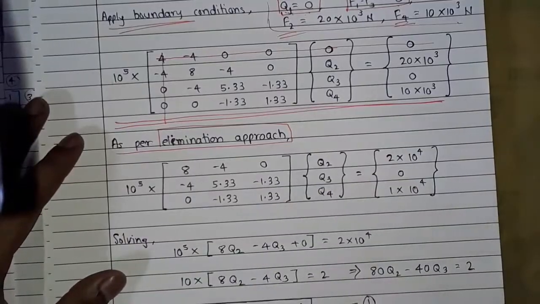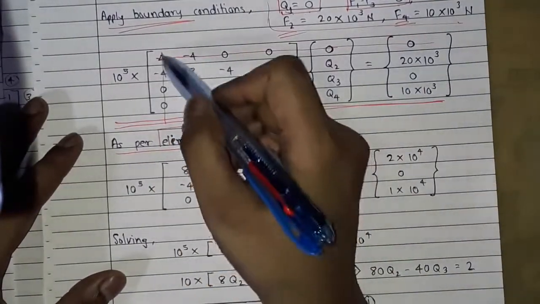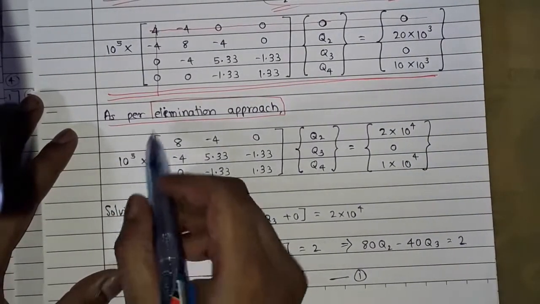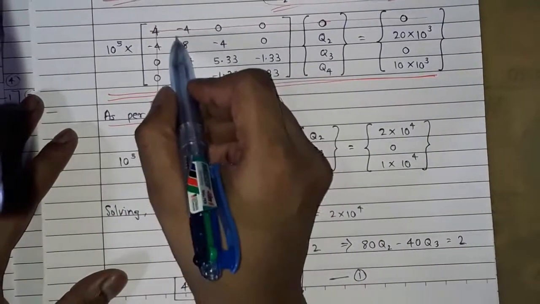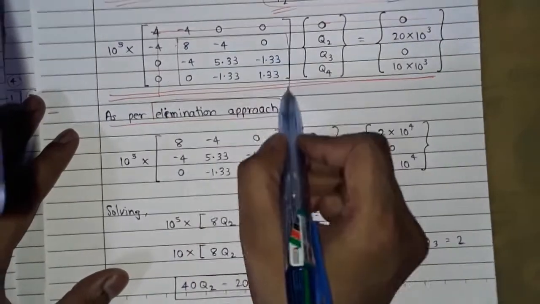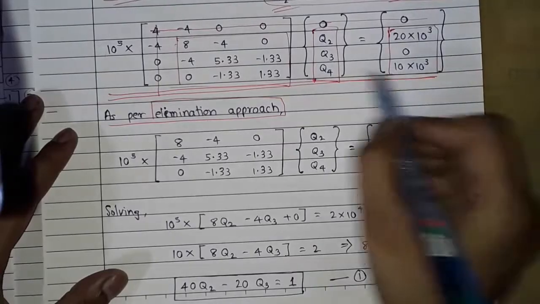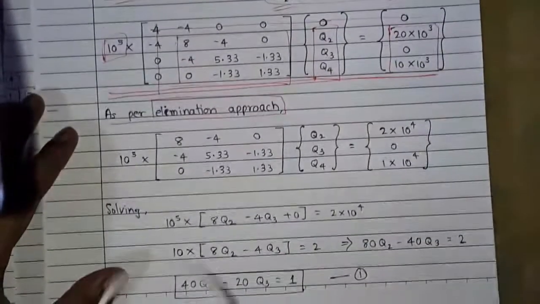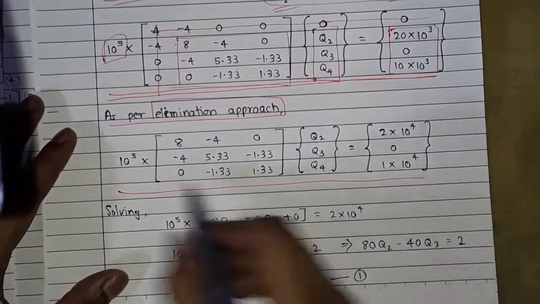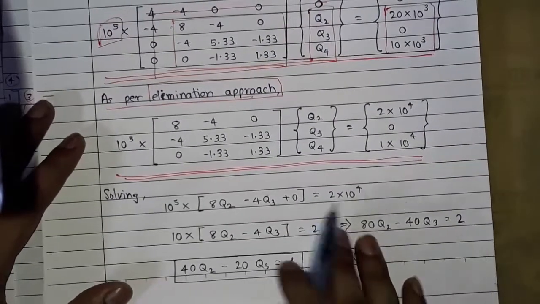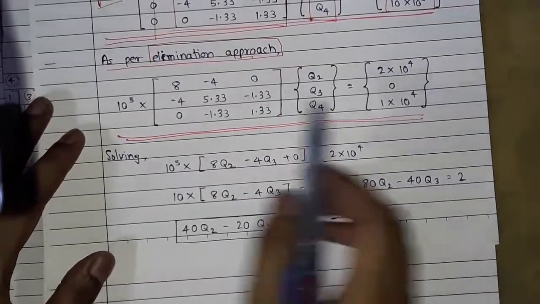So after eliminating this first row and first column, we get this matrix, which contains these values and these values and this one. So this is the equation after the elimination approach. Now friends, let's solve this matrix.